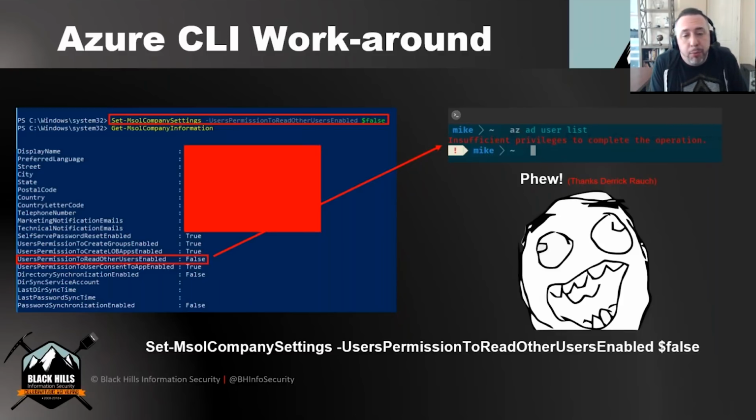So Derek Rausch at Black Hills did some research and digging into this in order to lock it down and try to provide a solution without having to upgrade to the Azure AD Premium. And he learned that you could set this flag, Set-MsolCompanySettings, and then pass in the hyphen UsersPermissionToReadOtherUsersEnabled to false. What that does, it doesn't block all of the Azure AD objects, but it does restrict users from being able to read other users. So it's definitely a step in the right direction.